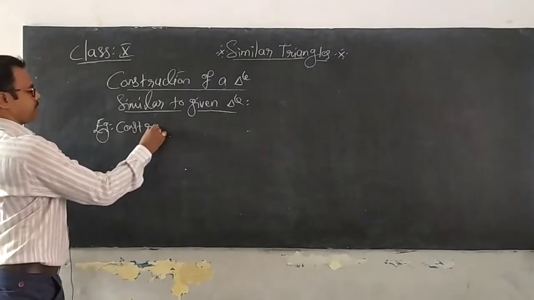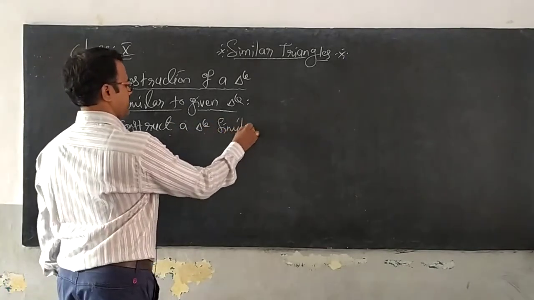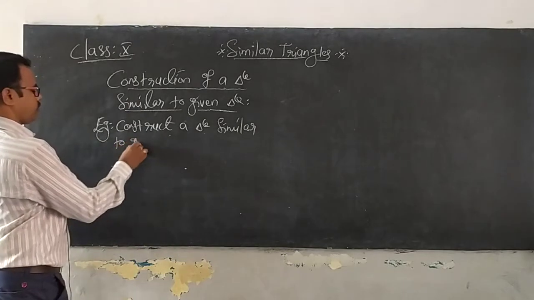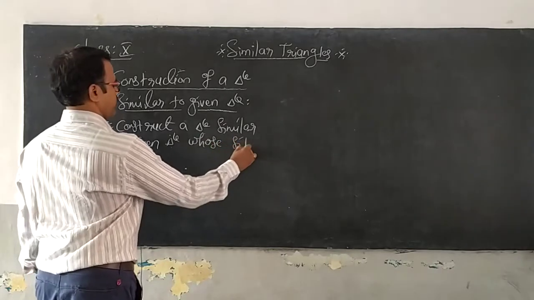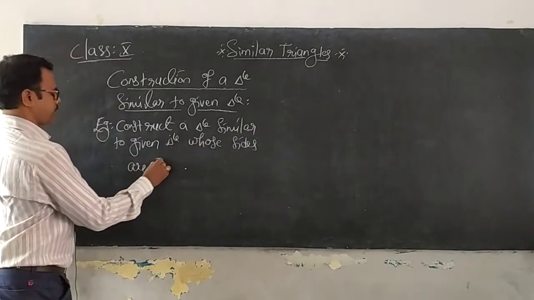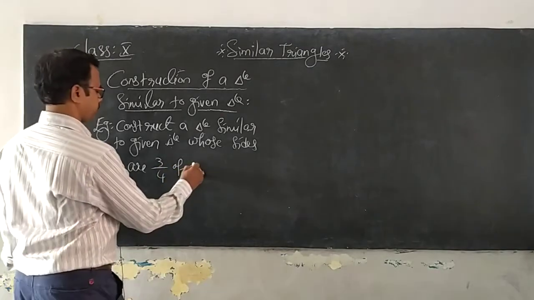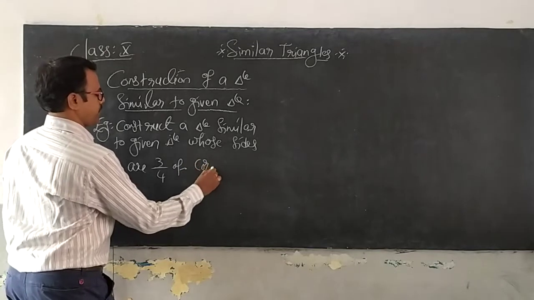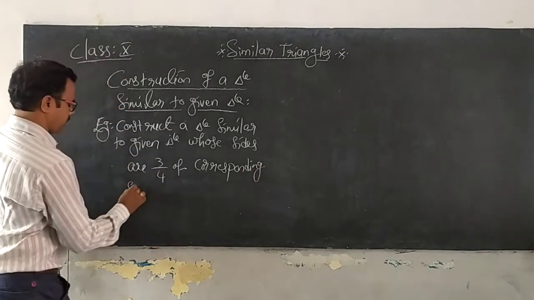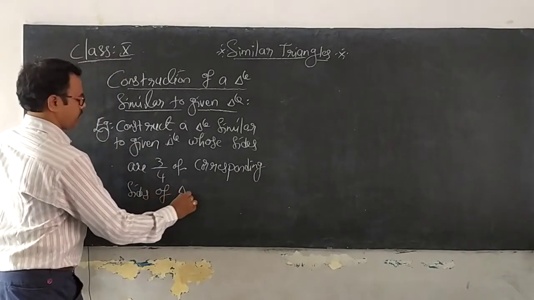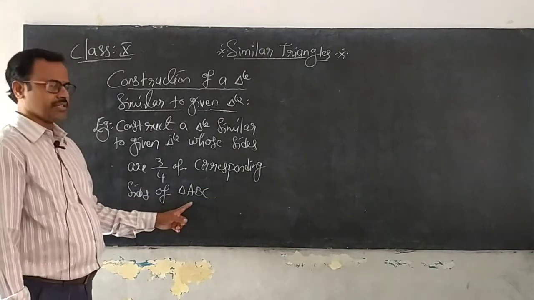Construct a triangle similar to the given triangle whose sides are 3/4 of the corresponding sides of triangle ABC. That means our given triangle is ABC.